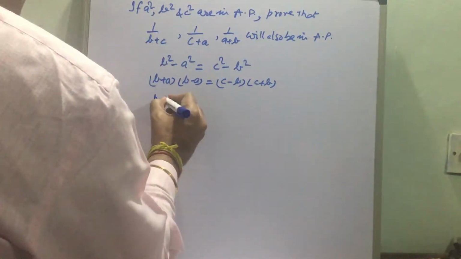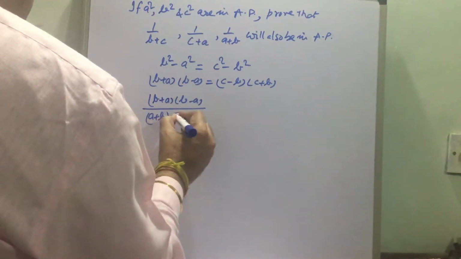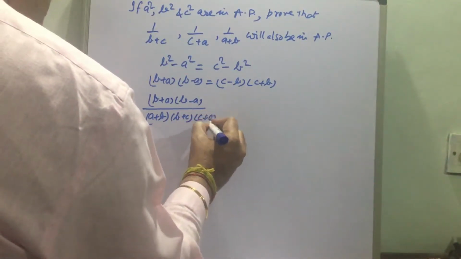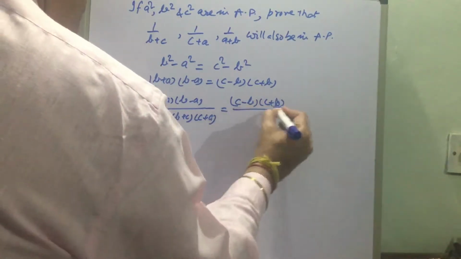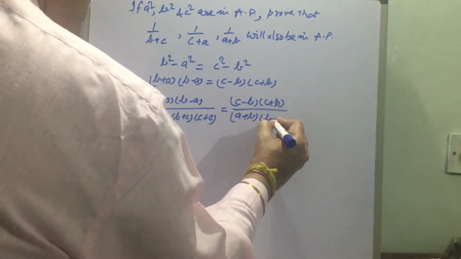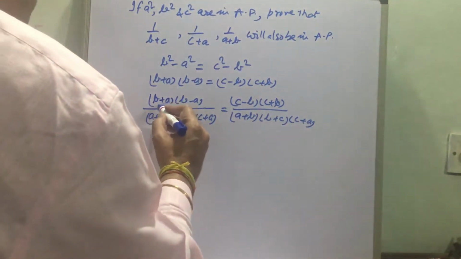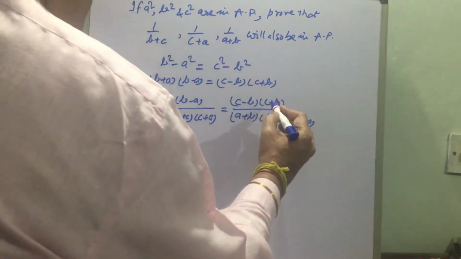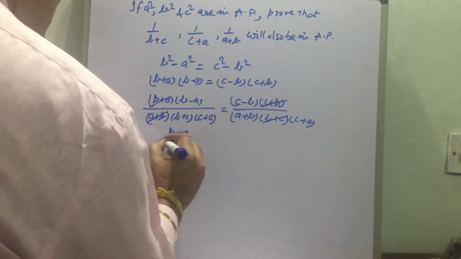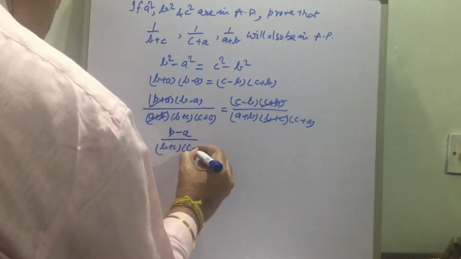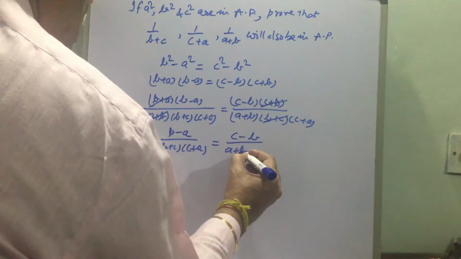So we will get b plus a, b minus a divided by a plus b, b plus c, c plus a equal to c minus b, c plus b divided by a plus b, b plus c and c plus a. See, this b plus a cancels with a plus b and this c plus b cancels with b plus c. So we are left with b minus a upon b plus c, c plus a equal to c minus b upon a plus b and c plus a.